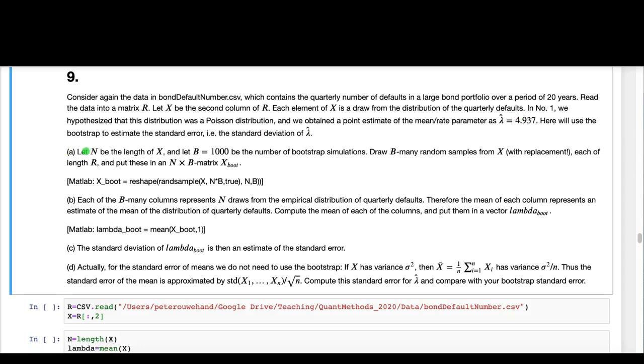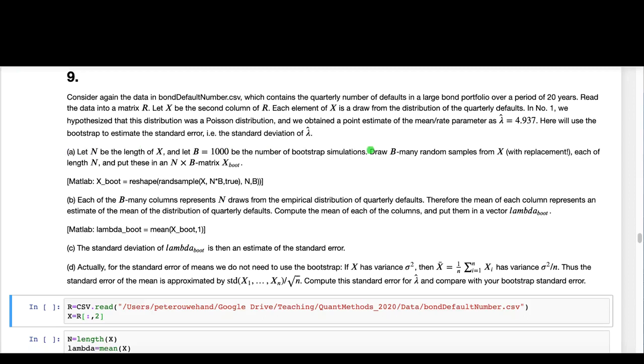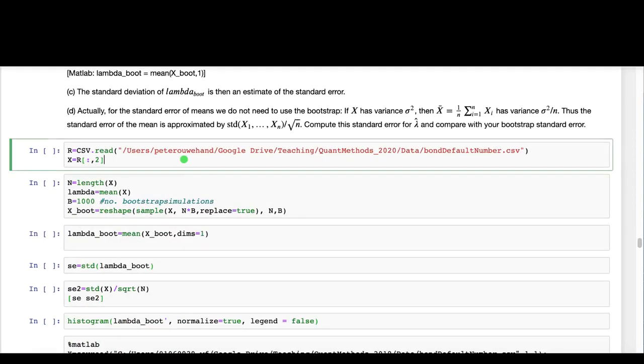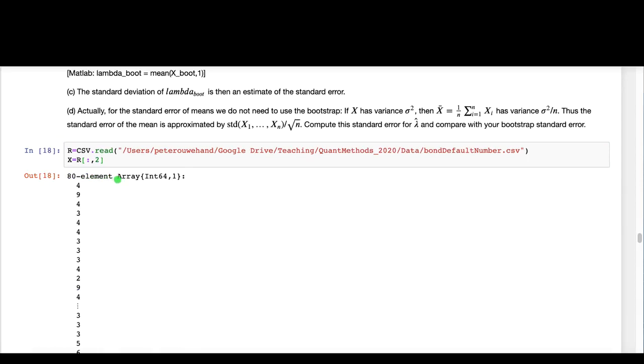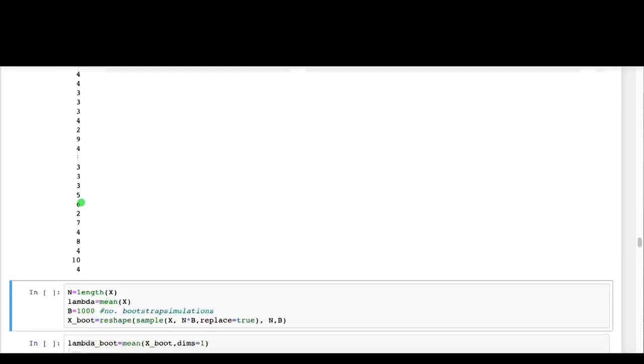So let capital N be the length of X, and let B be equal to 1000, and that's going to be the number of bootstrap simulations. We're going to draw B many random samples from X with replacement, each of length n, and we'll create an n times B matrix X boot of these. So let's have a look. Let's read the data in and put it into the vector X. So our 80 element data vector says that in the first quarter there were 4 defaults, in the second quarter there were 9 defaults, in the third quarter there were 4 defaults, etc. And there are 80 of these.